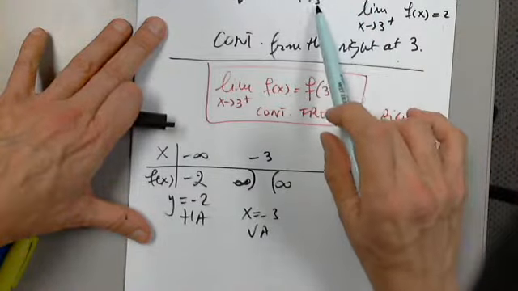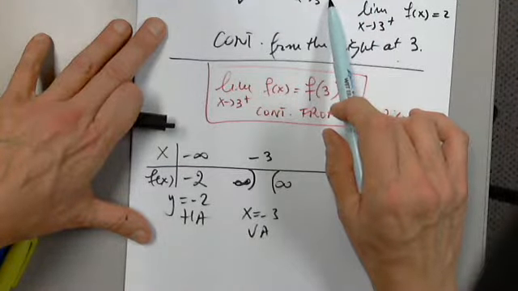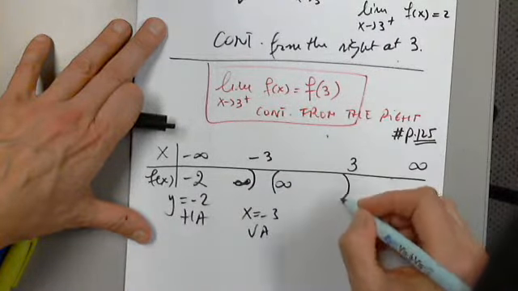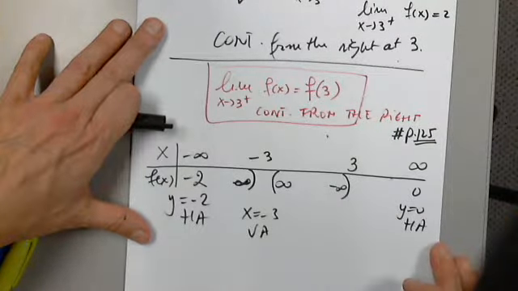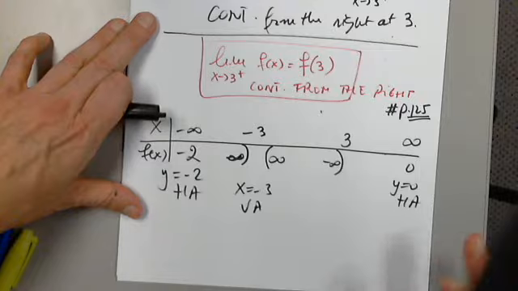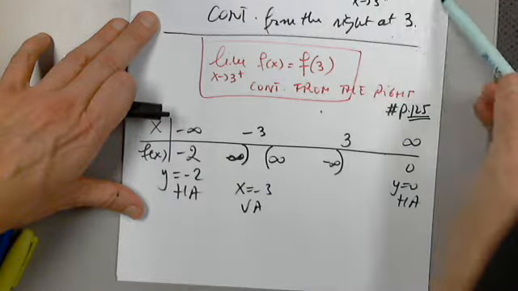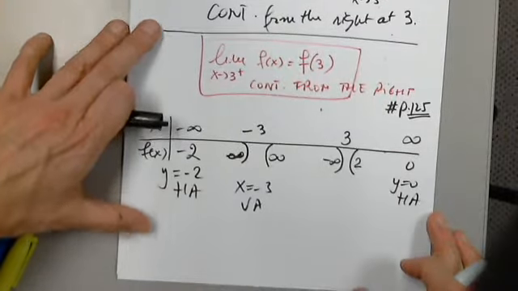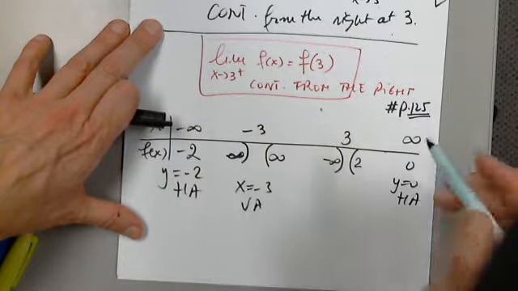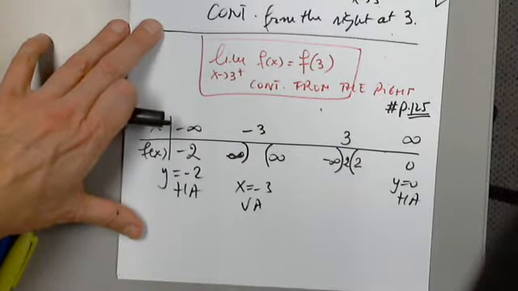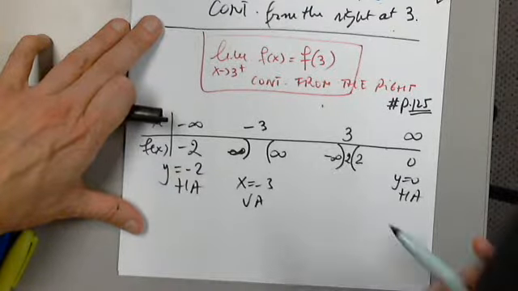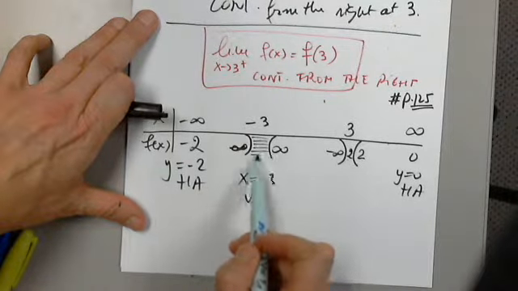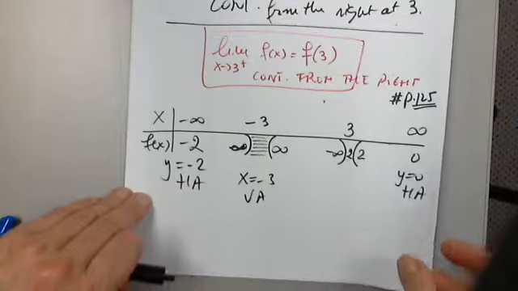Then limit of f of x as x approaches 3 from the left. Not negative 3, that's 3. So 3 is here. 3 from the left, negative infinity. Limit of f of x as x approaches 3 from the right is 2. And it continues from the right at 3. So the limit from the right and the function value are both the same. Ready?